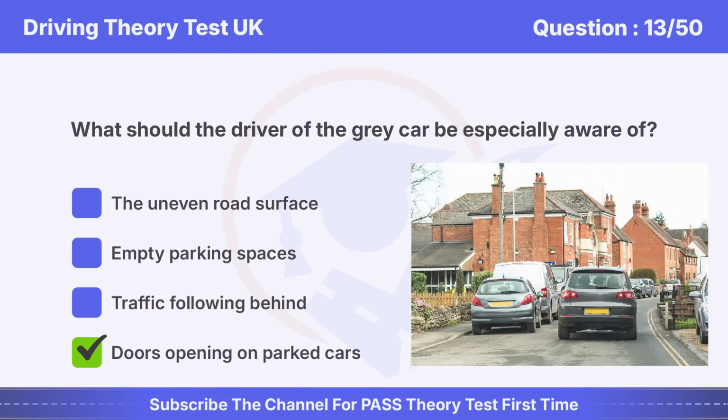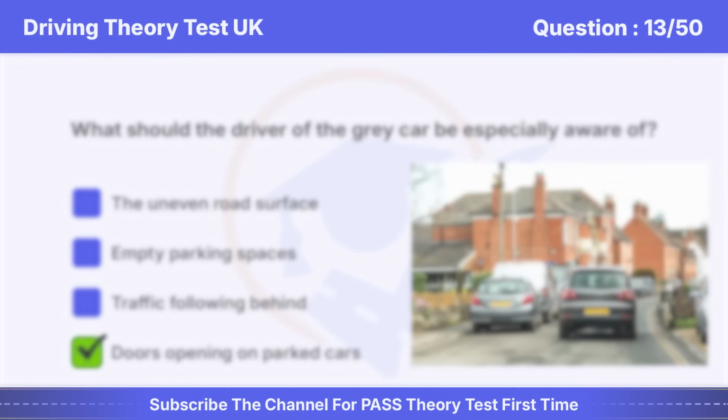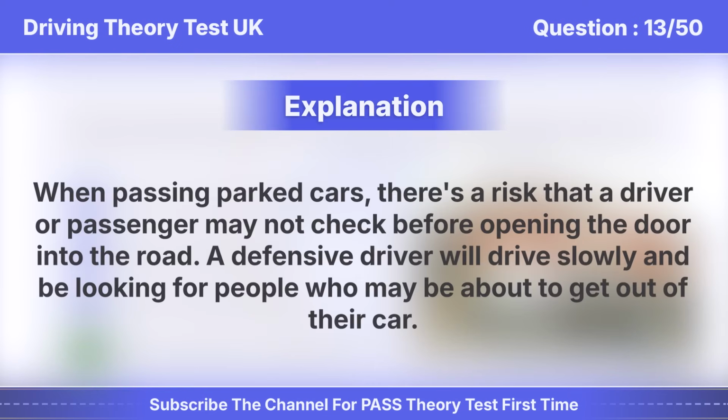Answer is D. Doors opening on parked cars. When passing parked cars, there's a risk that a driver or passenger may not check before opening the door into the road. A defensive driver will drive slowly and be looking for people who may be about to get out of their car.